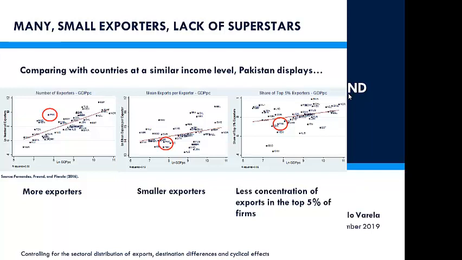Then this slide in the middle shows the average size of these exporters across countries, again benchmarking against level of income per capita. And what you see there is Pakistan is below the line, meaning given the level of development, exporters are typically smaller than one would expect. So many small exporters. And then there is less concentration of exports in the top 5% of firms, meaning that there are no super large firms that manage to add to the dynamism of the export sector.